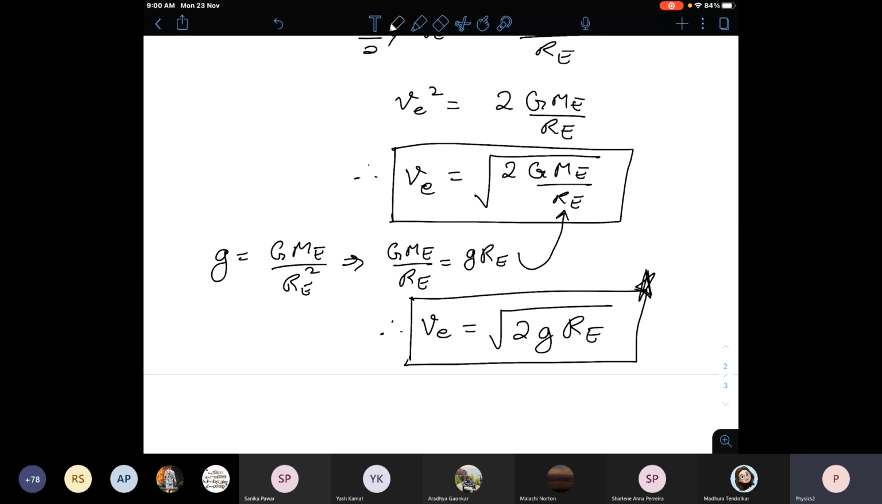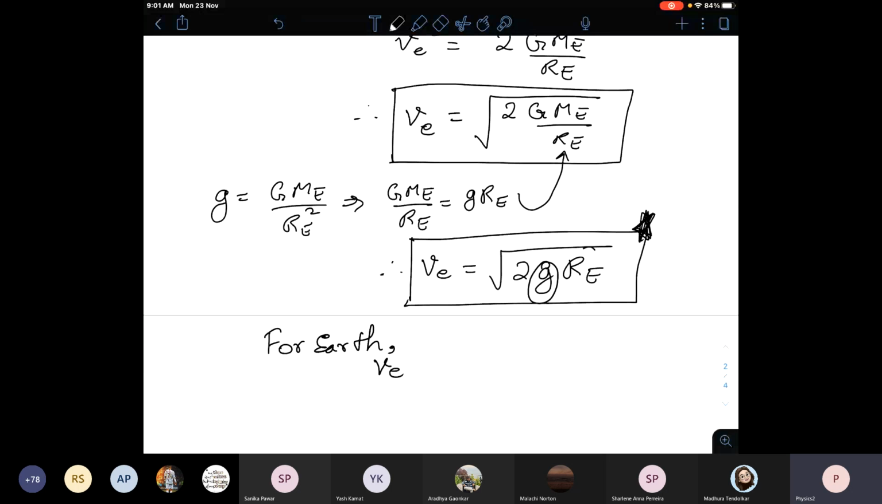But the formula that the under root of 2GRE is the most commonly remembered, easily remembered formula. Because acceleration due to gravity is constant, it is 9.8 meters per second square approximately. So the values can be calculated easily. In case of Earth, when you replace the values of g and RE over here, radius of Earth is approximately 6,400 kilometers.